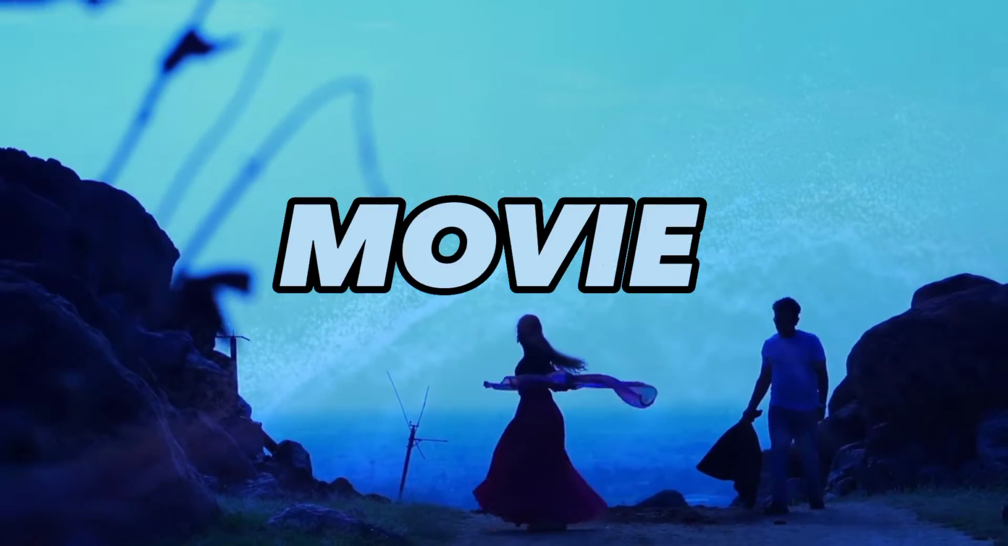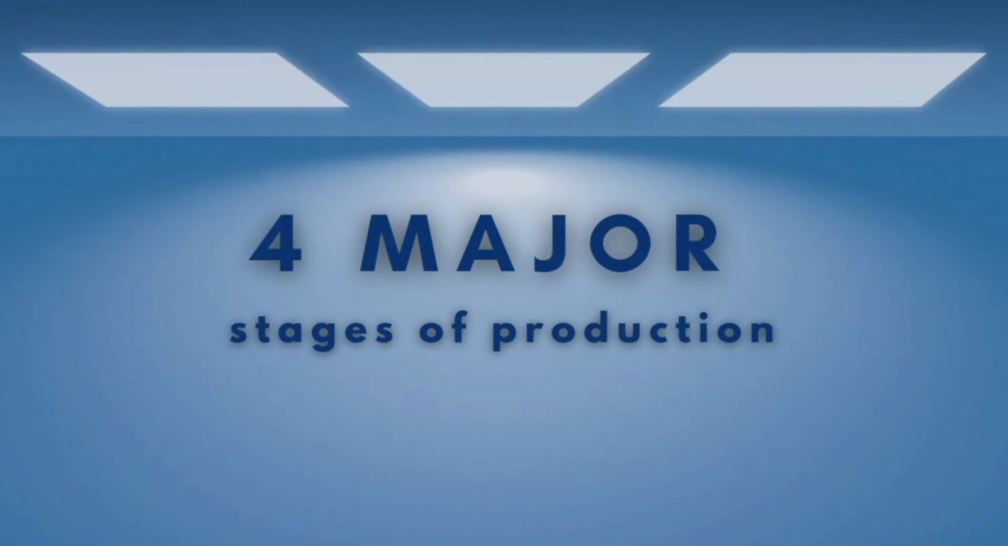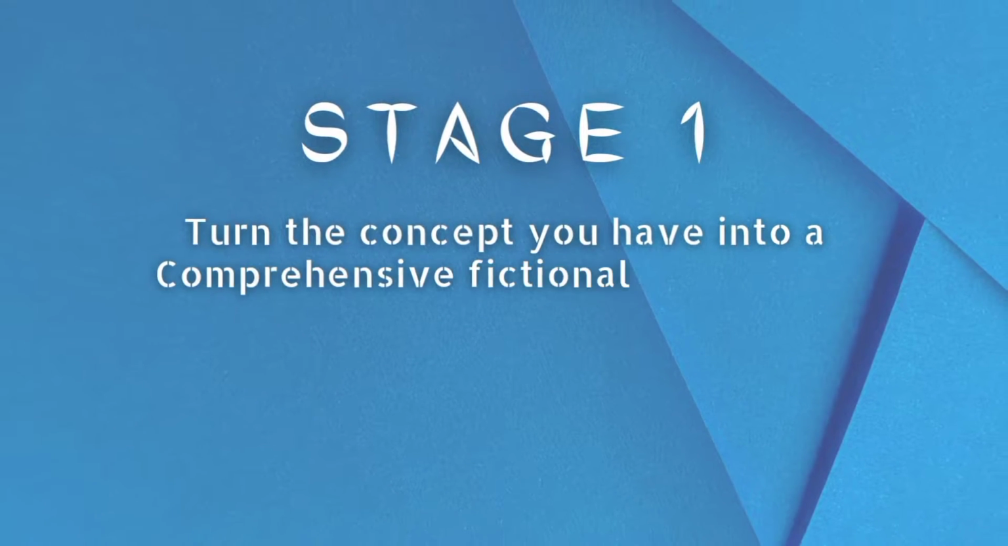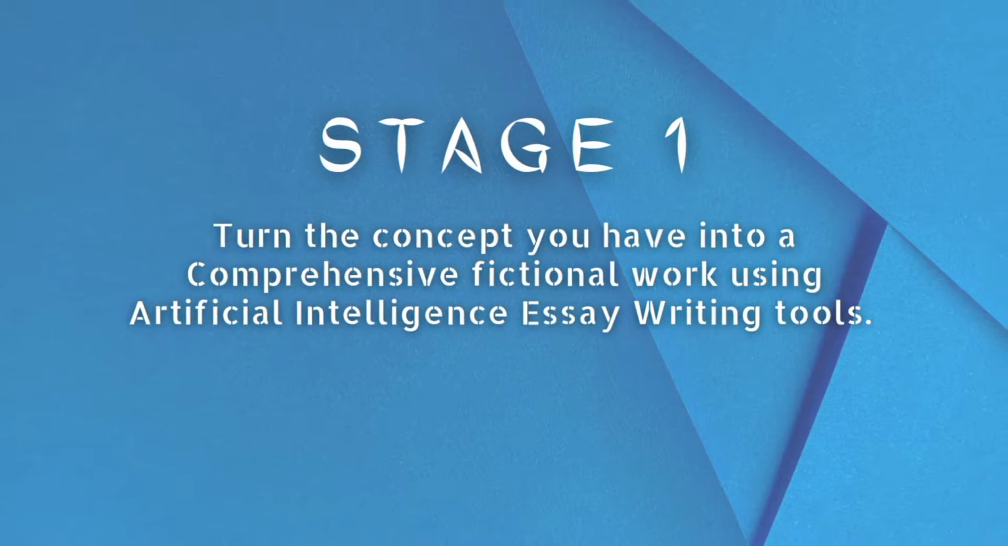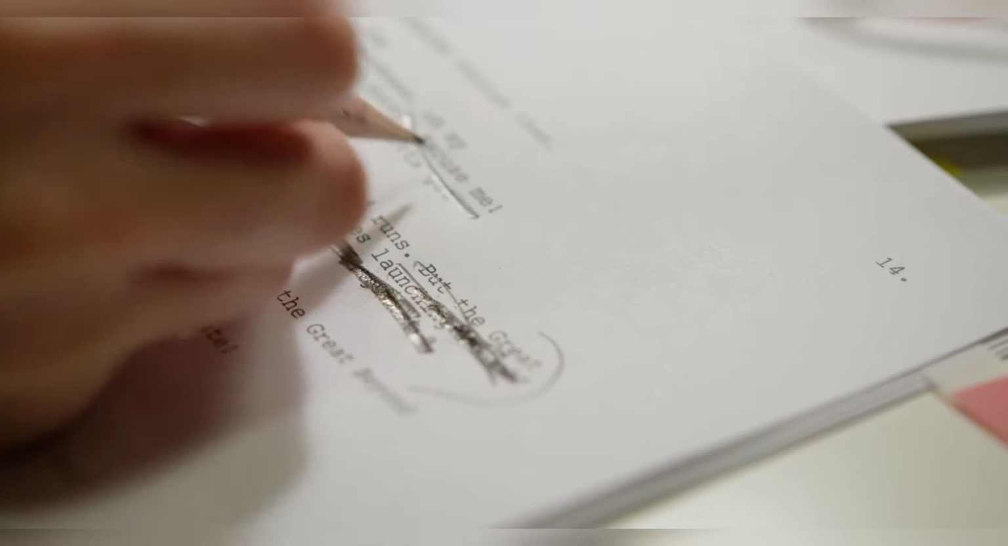So, in today's video, we'll discuss how to create an AI-generated movie, or, more specifically, how to make a movie with only AI content generation tools. You must go through four separate stages in order to do this. The first stage is to turn the story's concept or idea into a comprehensive fictional work. It might also be referred to as making the story script from the idea.